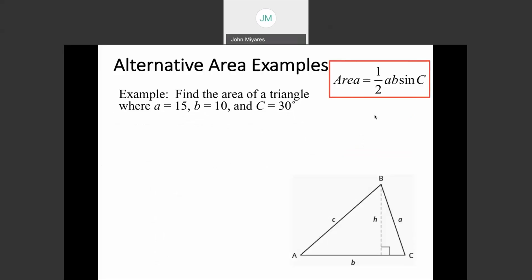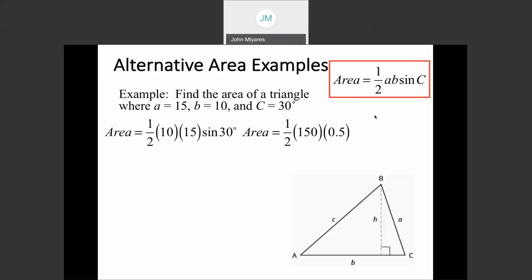Let's try an example of this. For the area of a triangle where side A has length 15, side B has length 10, and angle C has a measure of 30 degrees. What I'll say here is that this triangle is not drawn to scale, but we can still use it for our purposes. Our formula is given as area equals 1/2 AB sine angle C. So we can just substitute those values into the expression as we see them.